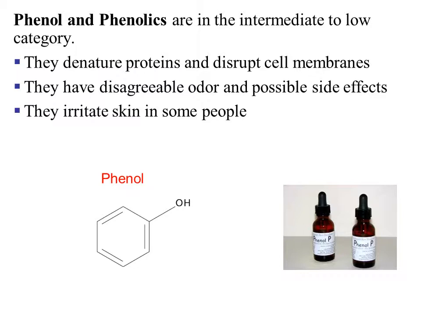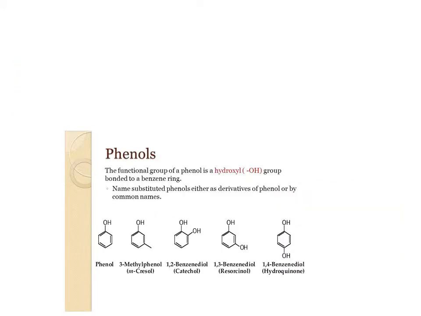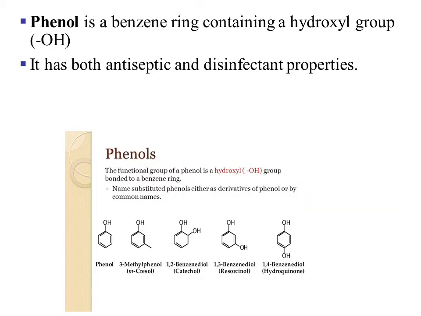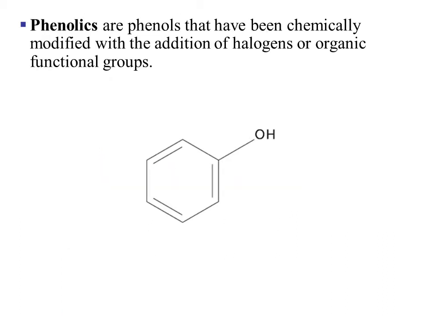In the picture below, we have the structure of phenol. Phenol is a benzene ring containing a hydroxyl group. This phenol has both antiseptic and disinfectant properties. Phenolics are phenols that have been chemically modified with the addition of halogen or organic functional groups.